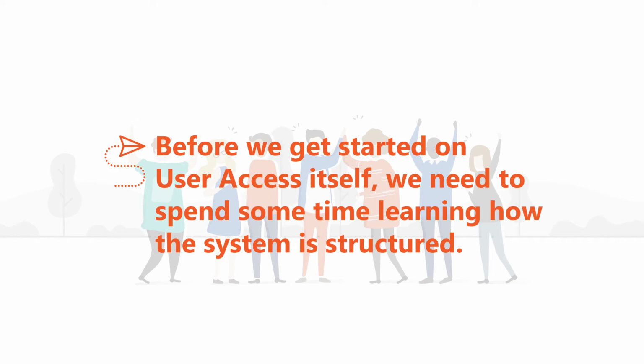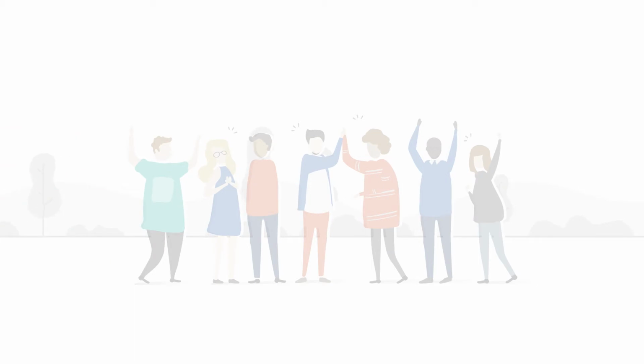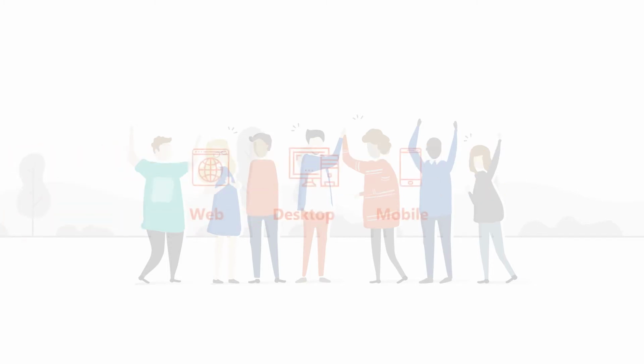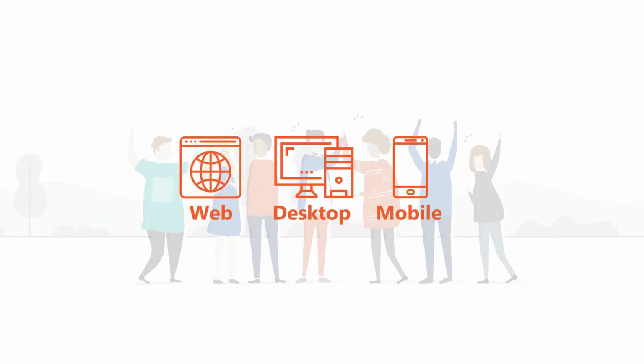Before we get started on user access itself, we need to spend some time learning how the system is structured. Once we know this, we can start to understand how the system can be accessed. There are three user interfaces that allow users to interact with the system. Web is the web-based Unit4 Business World application used for data entry and amendment, as well as reporting.